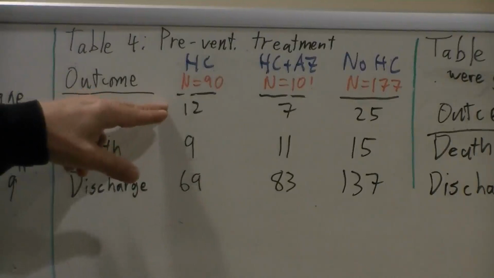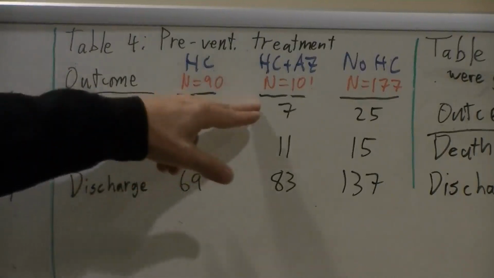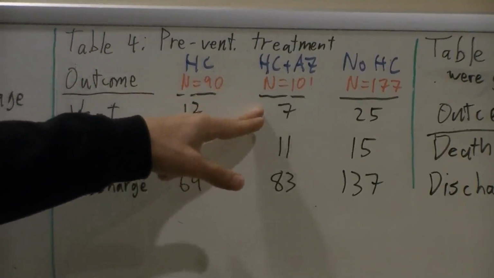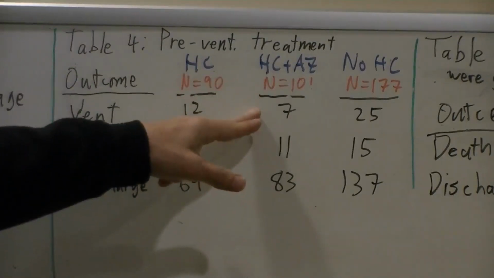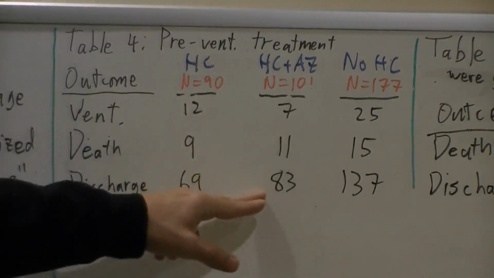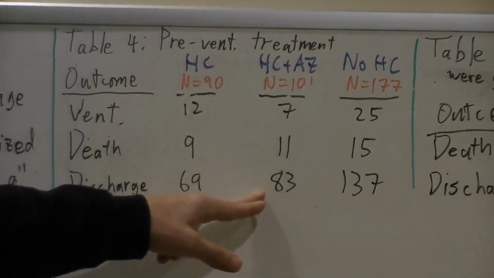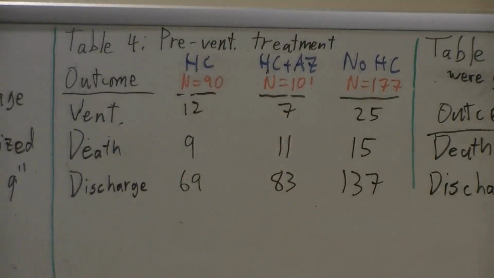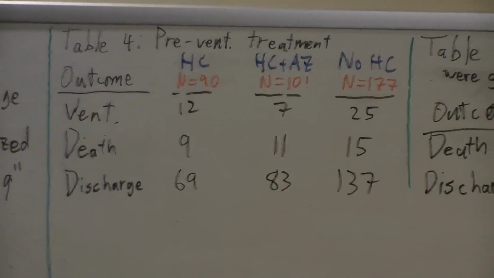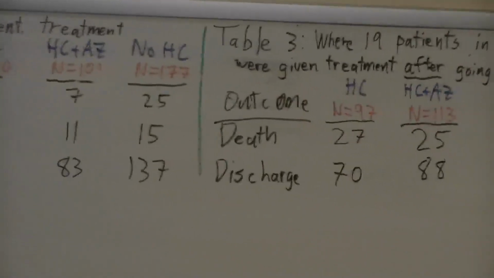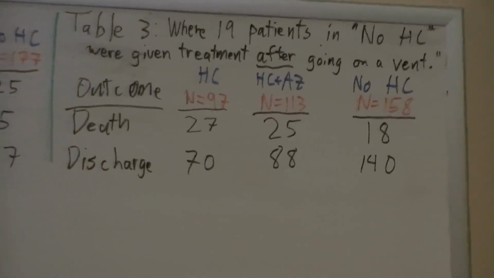And of those, let's take the center column. Of the 101 patients, 7 of those, given the HC+AZ combination, went on a vent. 11 died without being placed on a ventilator, and 83 were discharged without being placed on a ventilator. So that's how it's broken out here for the no HC group as well. So, bearing in mind that the data collected here is based on what doctors are trying to do to save lives, it's not like it's a controlled study.